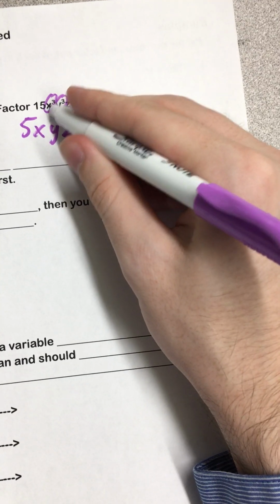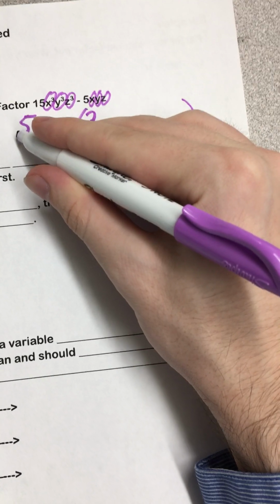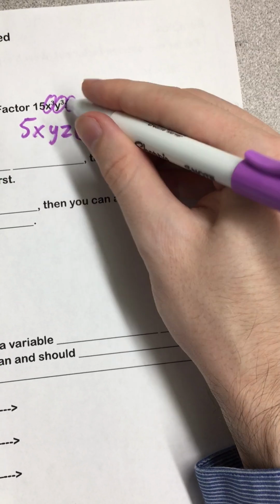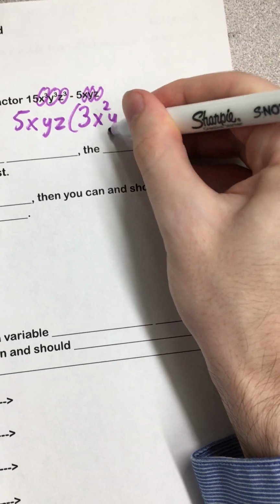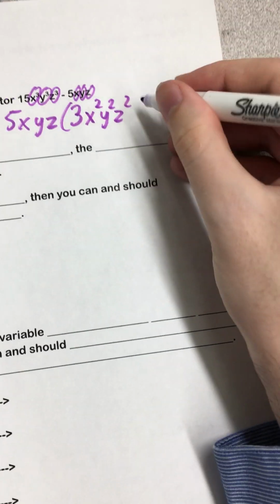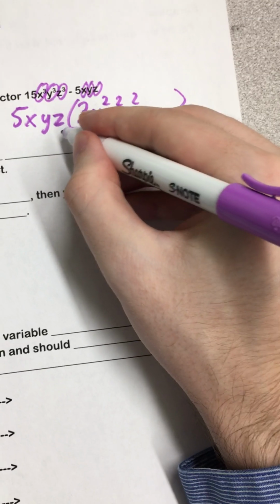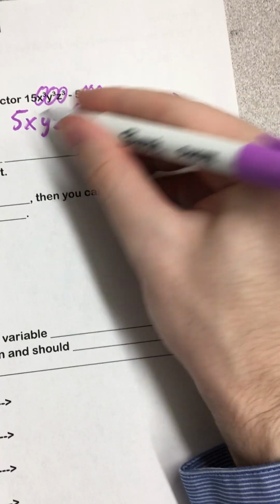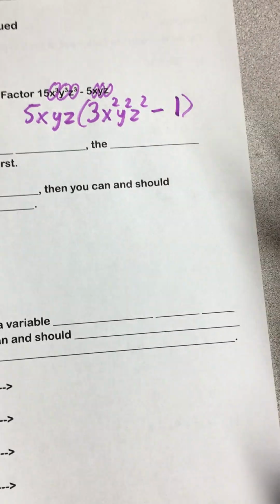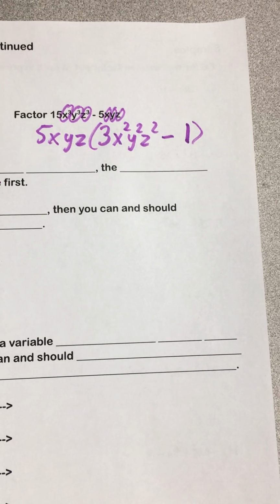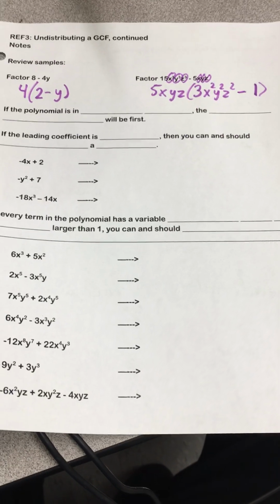So 15x cubed y cubed z cubed divided by 5xyz is going to be 3, because 15 divided by 5 is 3. And then we cancel out 1x, 1y, and 1z, so we get x squared, y squared, z squared. Now negative 5xyz divided by 5xyz, which is our GCF: well, 5 divided by 5 is 1, and all of these cancel out. So we're left with 1. So that's our little review.